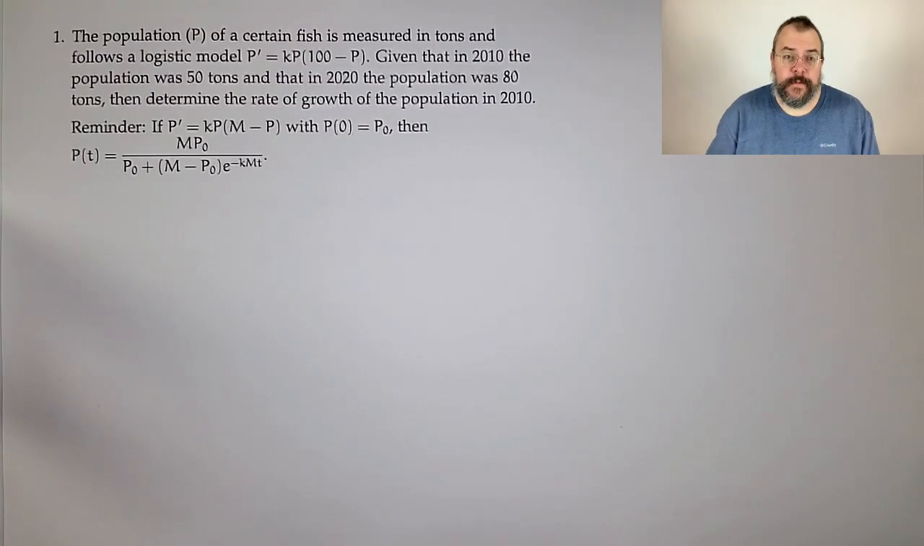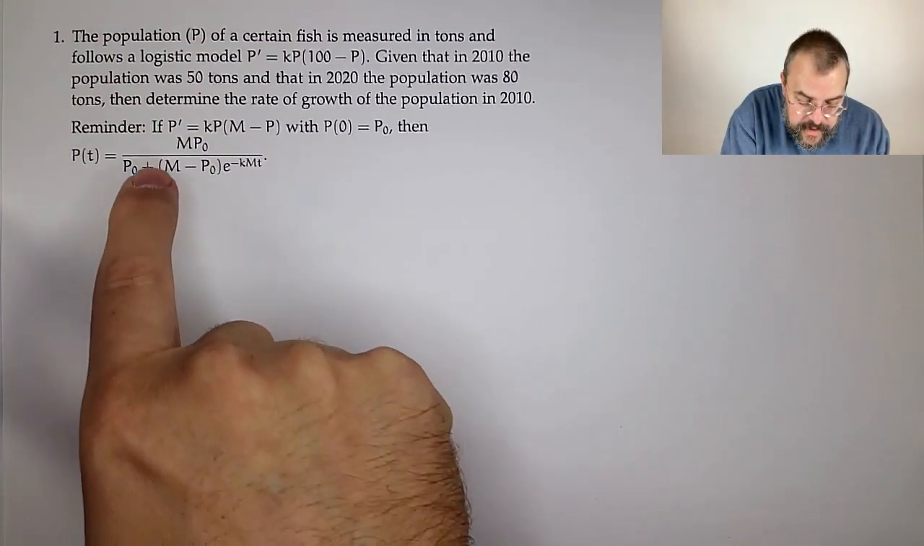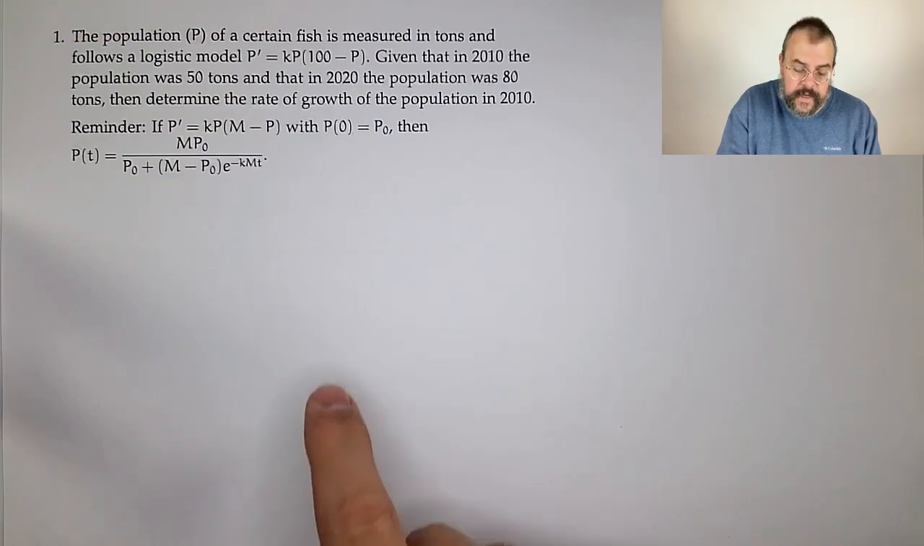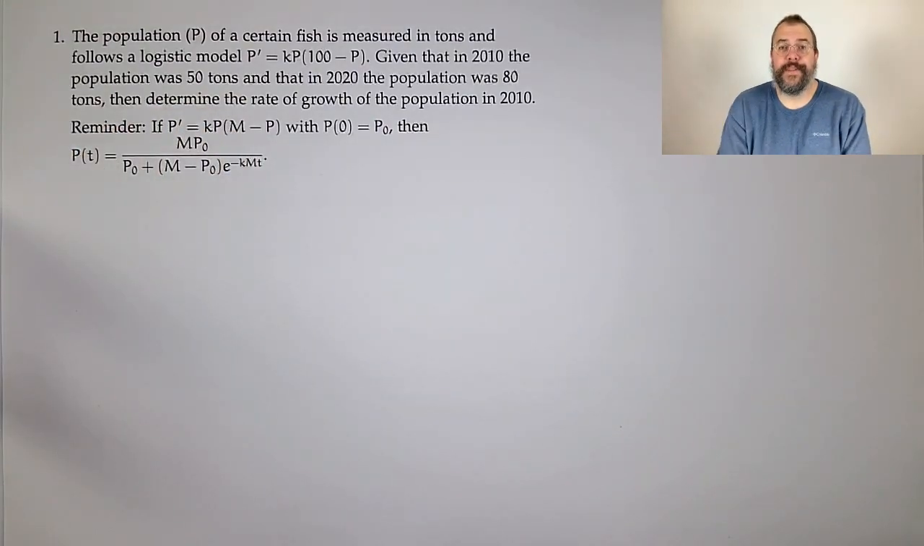So the first problem. The population, which we'll measure as P, of a certain fish is measured in tons and follows a logistic model. So P prime equals K times P times 100 minus P. Given that in 2010 the population was 50 tons and that in 2020 the population was 80 tons, determine the rate of growth of the population in 2010. And there's a reminder here that says, if we have this logistic model and our initial condition, then we know the exact expression for the population.